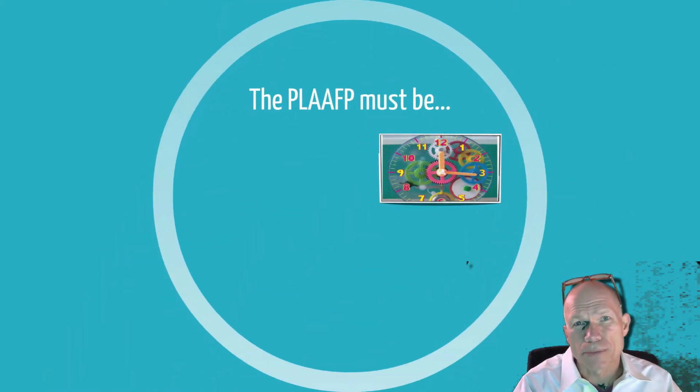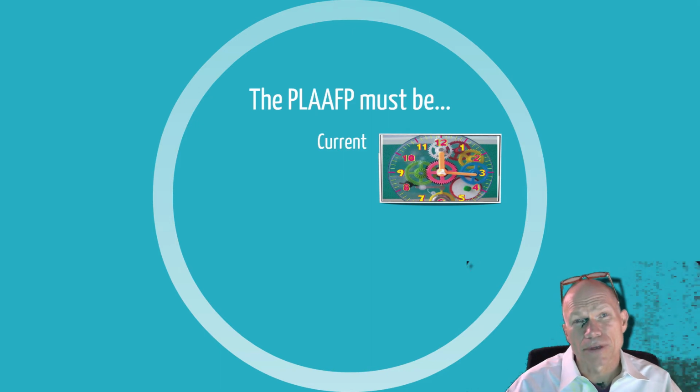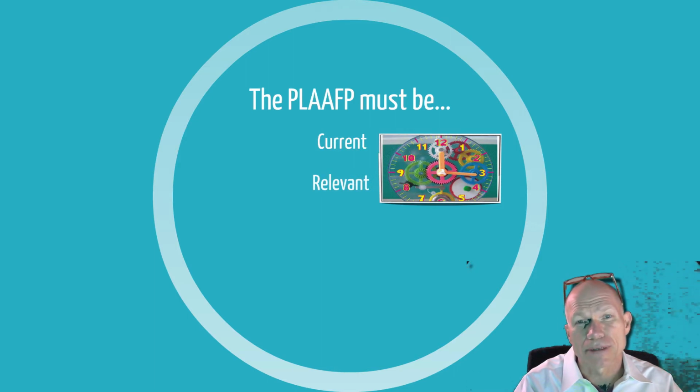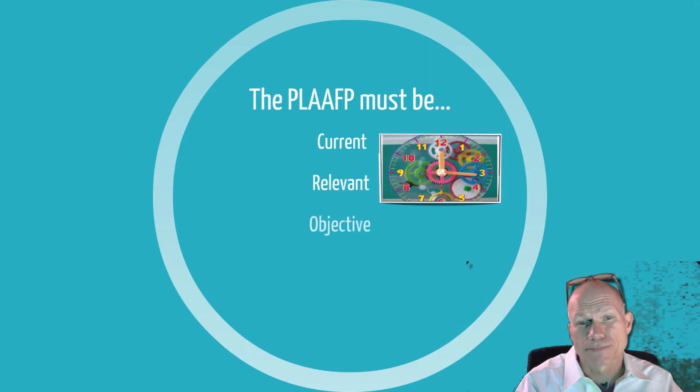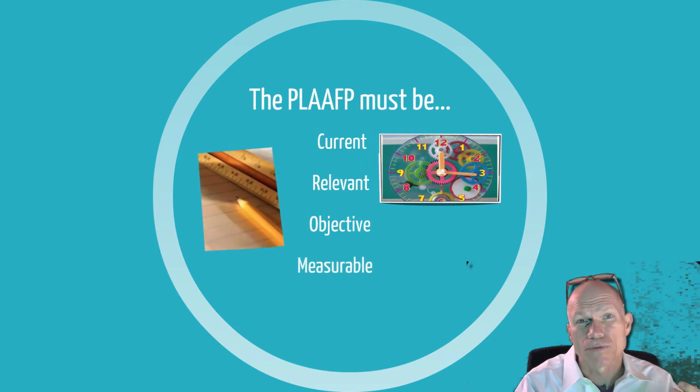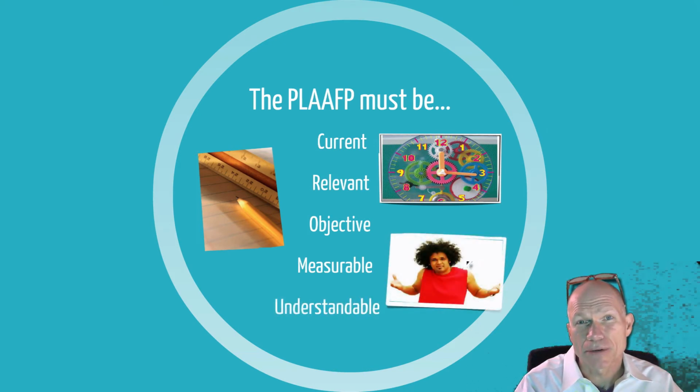So what must be in a PLAAFP? Well, it has to be current. It's about a kid's current performance, not about their performance 3 years ago. It's not even about their performance 2 years ago. The evaluation data on which you base the PLAAFP has to be current. Relevant. That means it needs to address their performance in the school. It needs to be objective, which means that we're trying to write a statement that will lead to some really objective and measurable goals for a student in their IEP. And finally, it needs to be understandable.